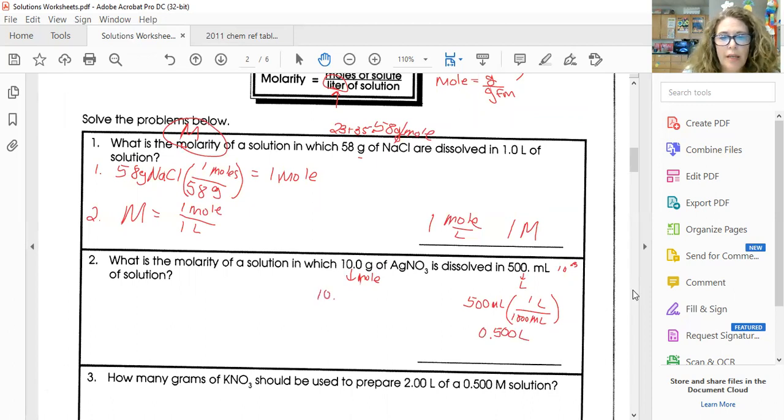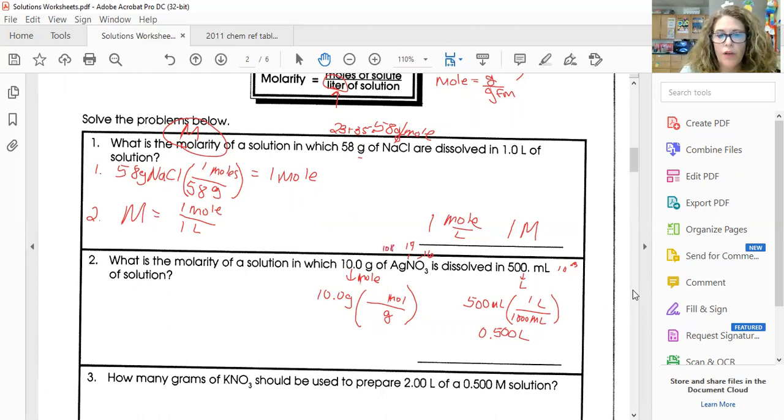I have 10 grams, and now I need to convert that to moles. And now I need to go from grams to moles. So I need the gram formula mass of silver nitrate. So oxygen has a mass of 16. I have 3 of those. Nitrogen has a mass of 14. So I have 1 of those. Silver, I don't know off the top of my head. Let's take a peek at the silver, that's 108.